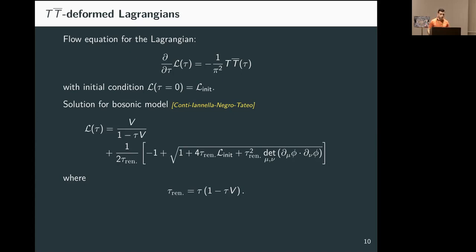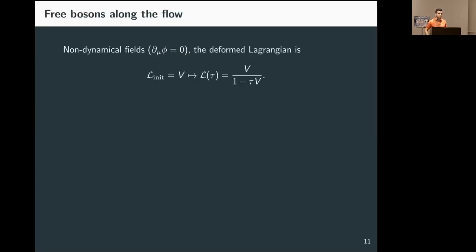And as we see, we have a square root singularity for any positive tau, which is a signature of a non-local quantum field theory. Now, this is a generic solution, but we can study simpler cases by splitting the Lagrangian in various pieces. So we can start with non-dynamical fields. The initial Lagrangian is a pure potential, and the deformed Lagrangian has this expression, which is fine classically, but we have to make sense of this if we want to plug this inside a path integral.